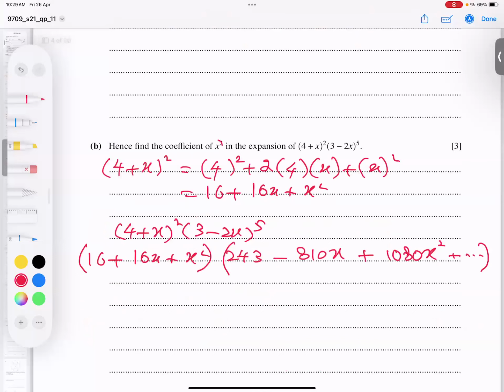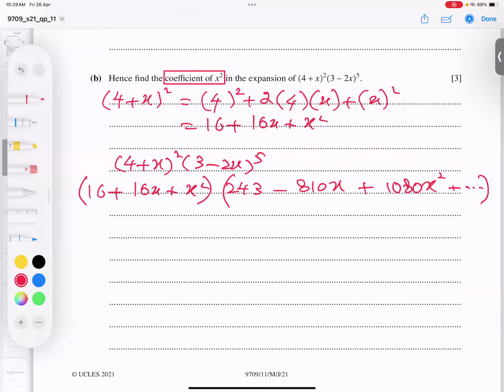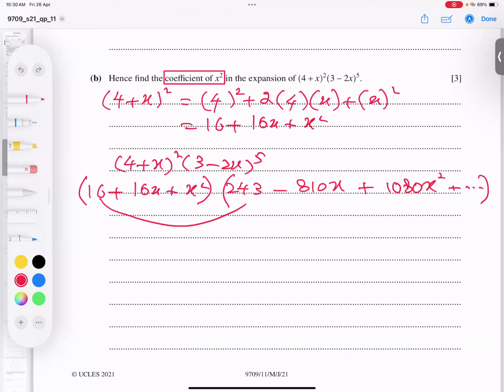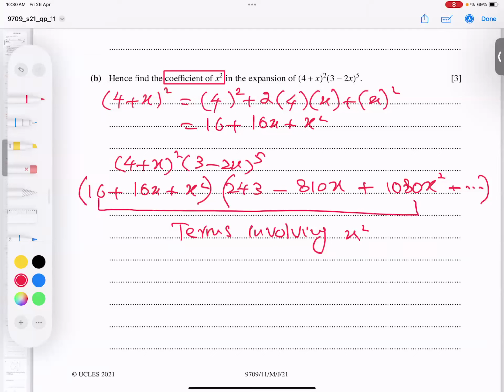Now, students, he's asking for the coefficient of x square, which is our target. We have 2 techniques, long and short. The long way is to multiply and multiply and multiply, but why waste our time? Why can't we say a simple statement: terms involving x square? If this 16 multiplies with the last term, 16 times 1080, I get 17280 x to the power 2.